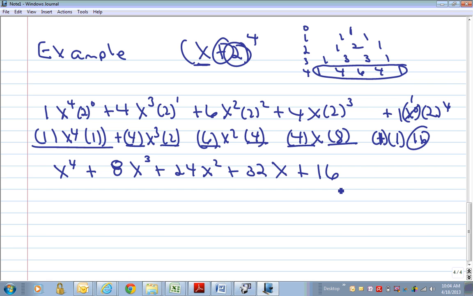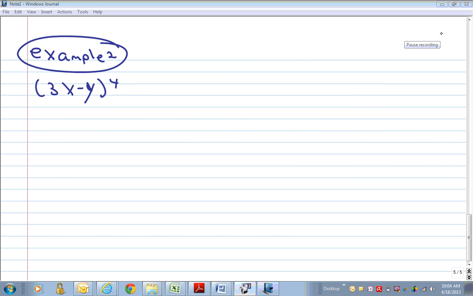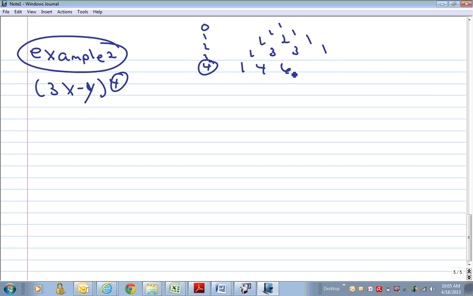All right, now let's beef this up a little bit and do another example where there are coefficients in front of our terms, and more letters. All right, we have 3x minus y to the 4th. Again, I'm going to do my Pascal's triangle. Remember, I started at row 0, so I'm going to put 1, and then I have 1, 1. I need the 4th row because of this exponent. And so I have 1, 2, 1. I have 1, 3, 3, 1. And I have 1, 4, 6, 4, 1.